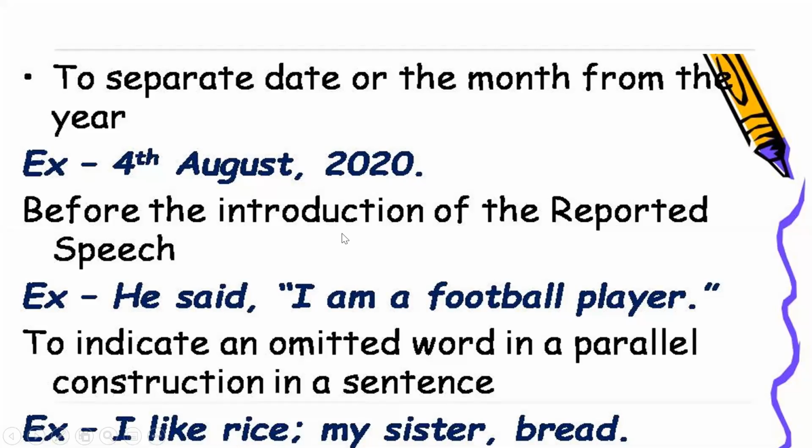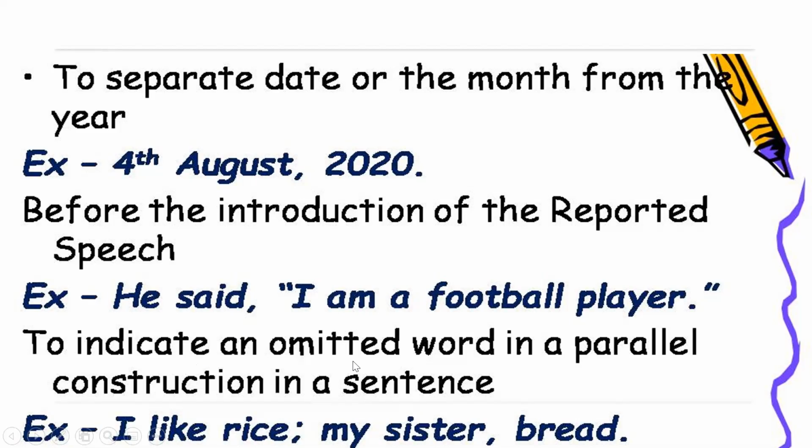Now, you have done direct and indirect speech. You know very well that when we are writing a sentence in direct speech, where we are quoting the exact words of the speaker, we put a comma immediately before we start the inverted commas. Before we write the reported speech, we have to put a comma.